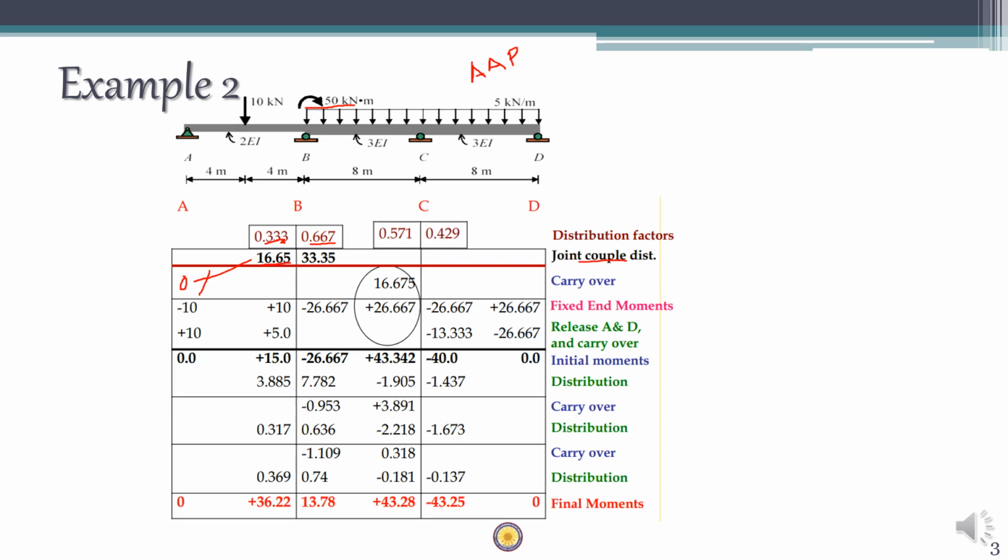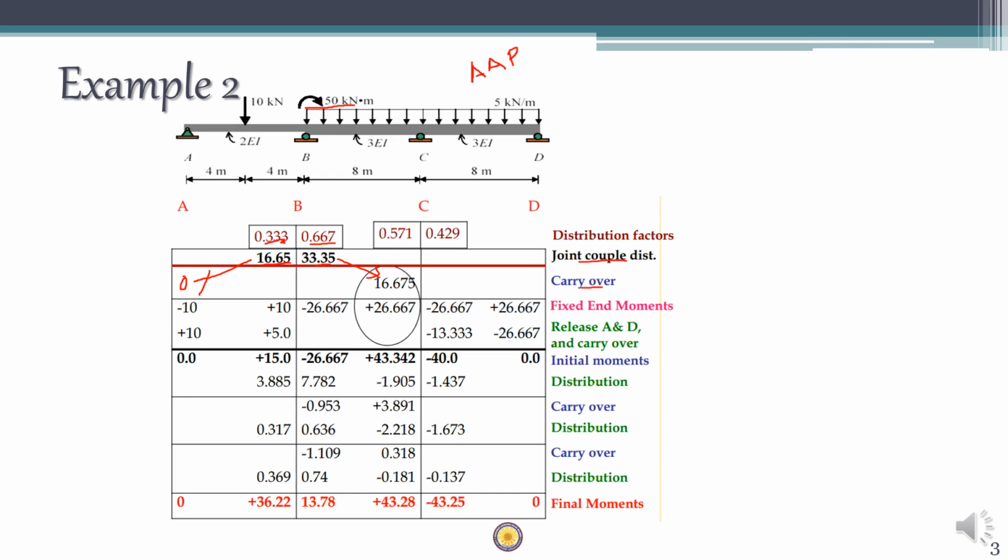However, when you consider this particular moment 33.35, the far end is an internal joint, which means that it can be treated as a fixed joint. So half of this 33.35, which is 16.675, is carried over to the far end.